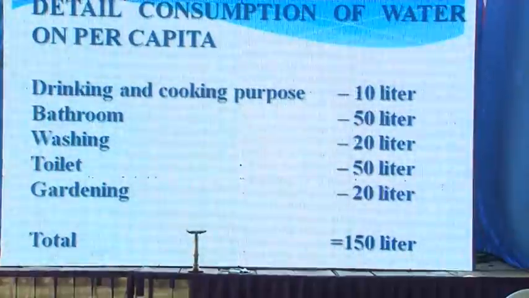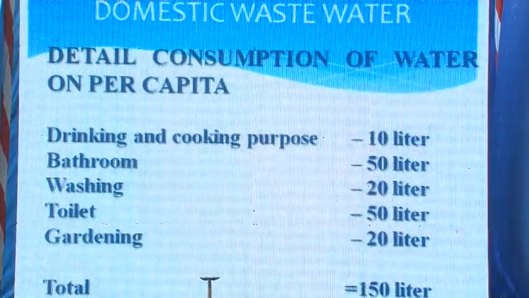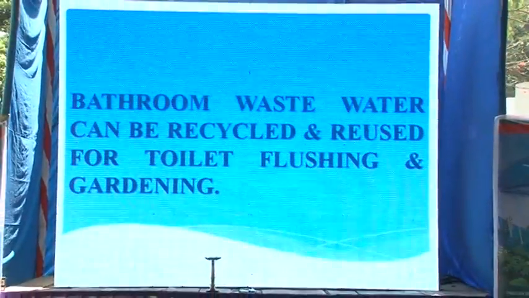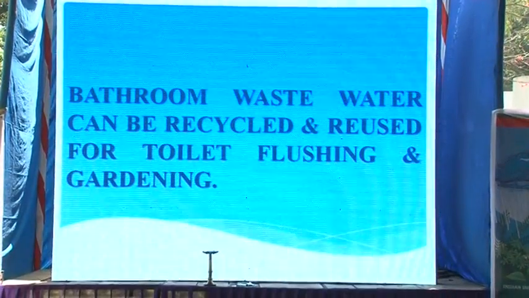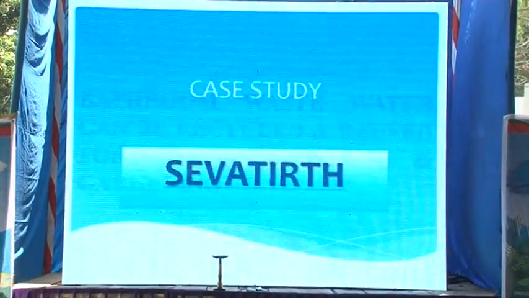Detailed consumption of water on per capita basis: drinking and cooking purpose 10 liter, bathroom 50 liter, washing 20 liter, toilet 50 liter and gardening 20 liter. So total consumption of water per capita is 150 liter. Bathroom wastewater can be recycled and reused for toilet flushing and gardening.